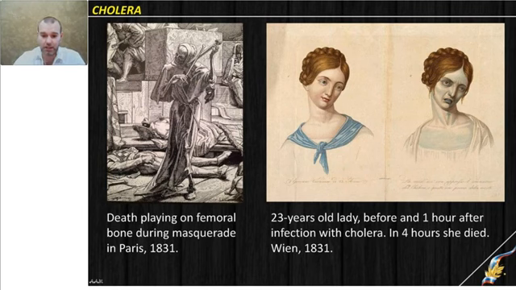It is a 23-year-old lady. She was visiting some painter just before the outbreak of cholera. She was absolutely healthy, and when that painter saw that woman a little later on the street, she was already infected with Vibrio cholerae, and just 1 hour after that infection, you see that her appearance absolutely changed.